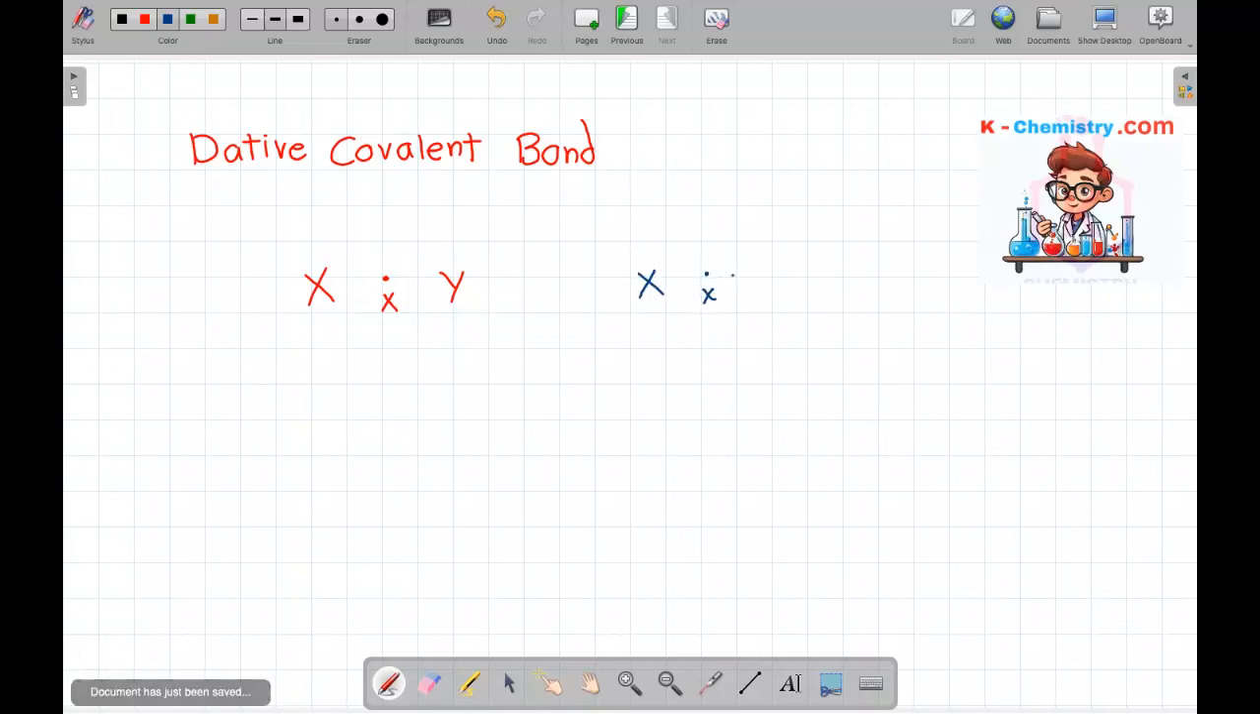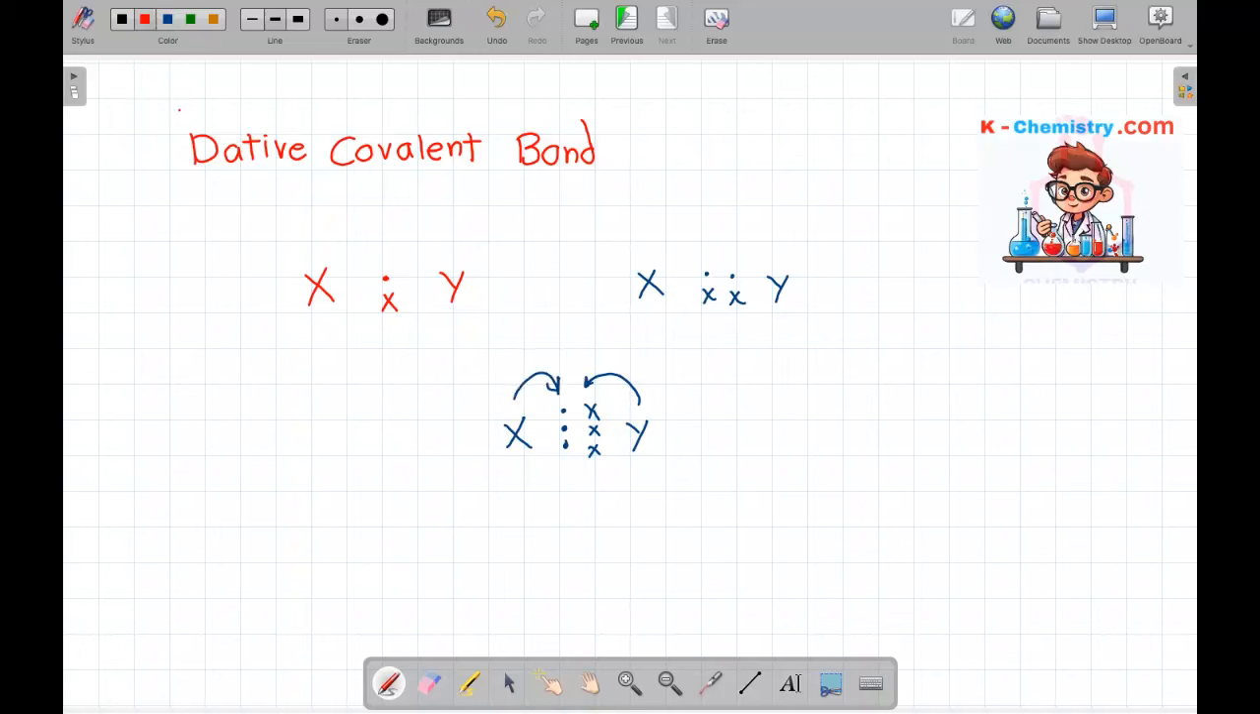What if you have a double bond? Then we agreed that you have four electrons, so two from this side and two from this side. What if you have three bonds? Then again you have 6 electrons. So 3 from here and 3 from here.